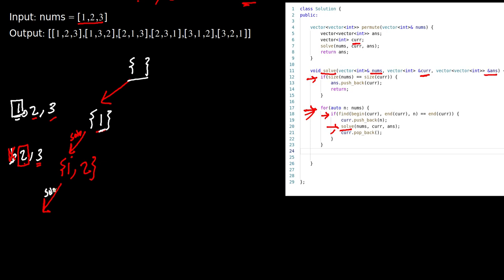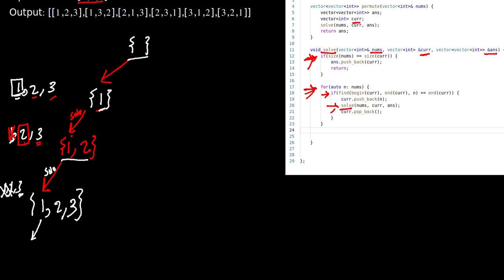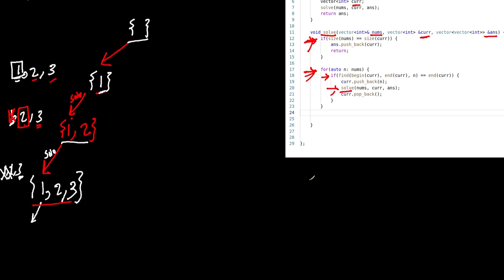After we call solve again, this is still not the size of nums, so again we check 1, 2 and 3, but 1 exists, 2 exists, 3 does not exist, so we push it to the vector and it becomes 1, 2, 3. Then we call solve again. Now after calling solve, the size of nums equals the size of current, which is 3, so we push this to the answer. So answer now has this vector 1, 2, 3, and we return from this call.